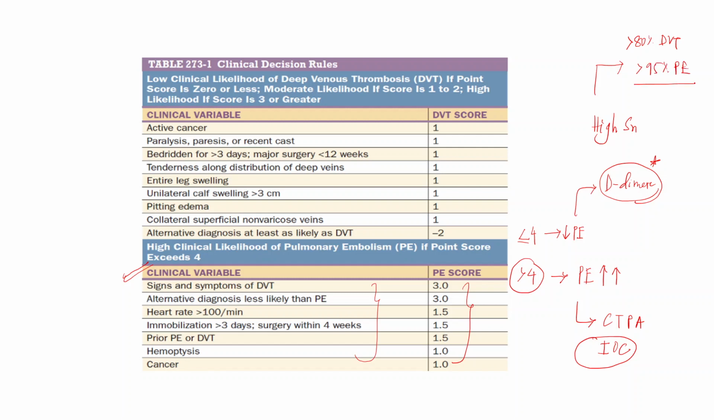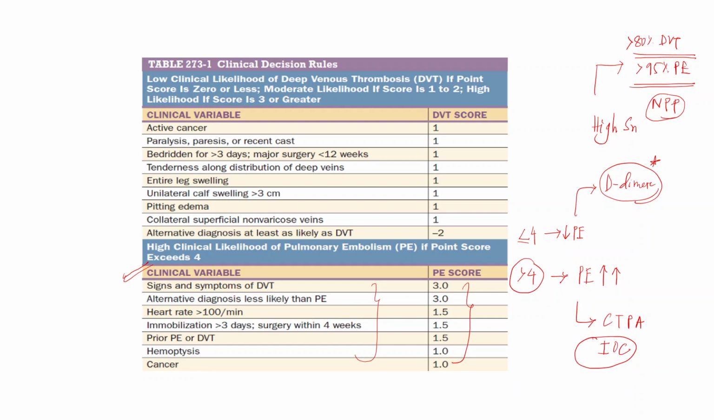So remember, whichever investigation has very high sensitivity has a very high negative predictive value. What do you mean by that? That means if D-dimer is negative, the chance of having pulmonary embolism is very, very low. But if it is positive, because it is not specific, you cannot tell that the elevation is due to pulmonary embolism. But because it is highly sensitive, if it is negative, we can almost confidently rule out pulmonary embolism.